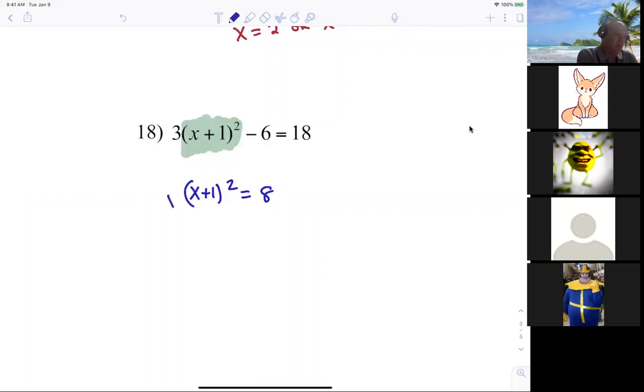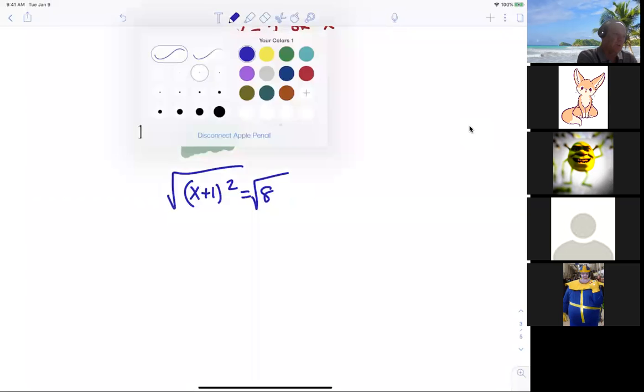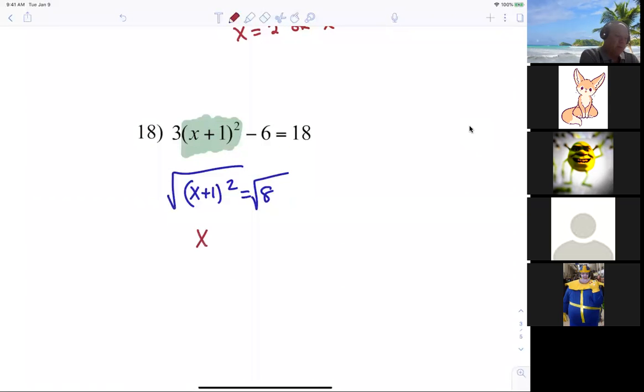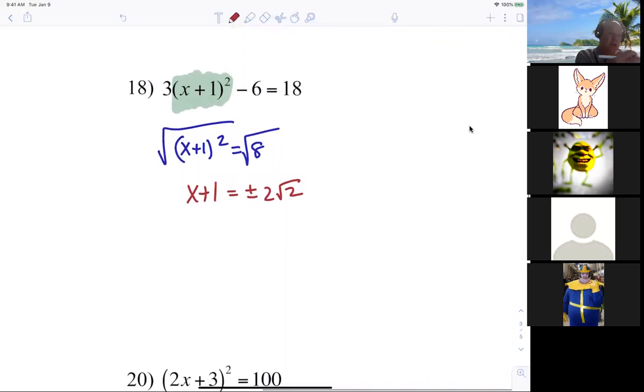Now we take the square root of both sides. And what did I tell you? You have to use plus or minus. All right, so here, x plus 1 equals plus or minus 2 radical 2. Anybody have any issues with how I got 2 radical 2? All right, man. Get that 8. How did I get 8?